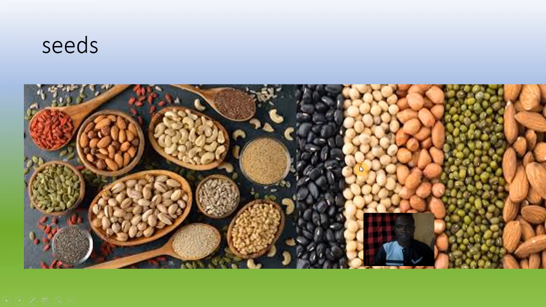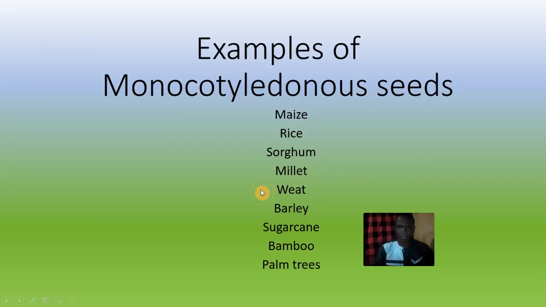So those are some of the pictures for seeds. You can see we have the beans, the nuts, we have the maize, etc. These are examples of the monocotyledonous seeds. We have maize, rice, sorghum, millet, wheat, barley, sugarcane, bamboo, palm trees, etc. Those are just a few examples. We have a variety of them.